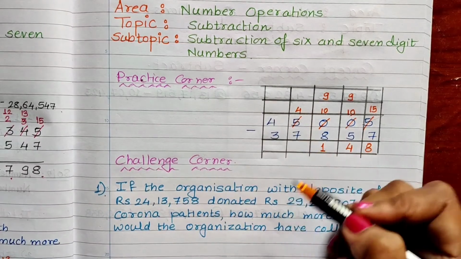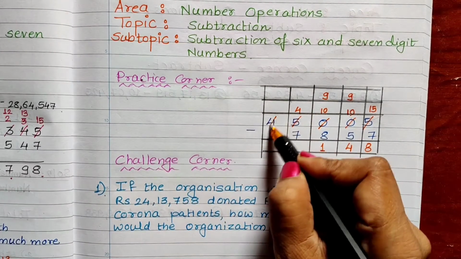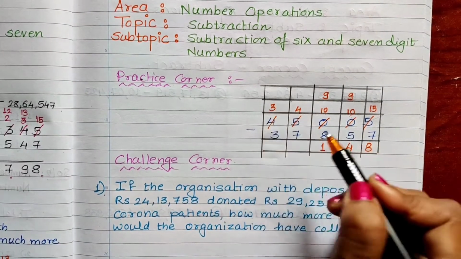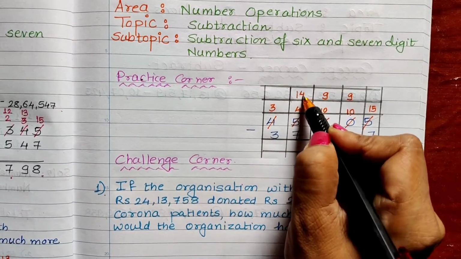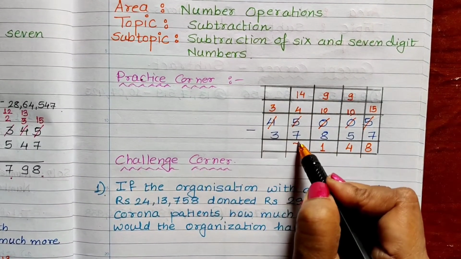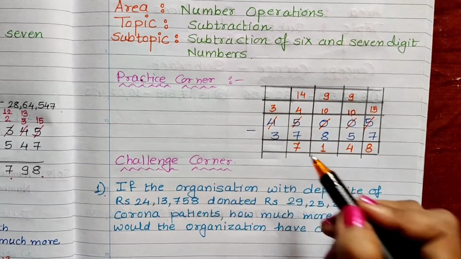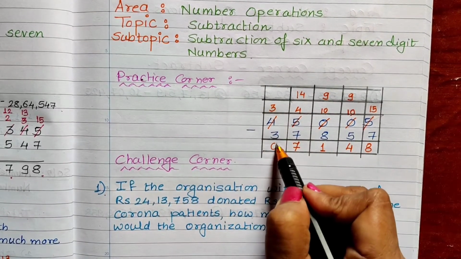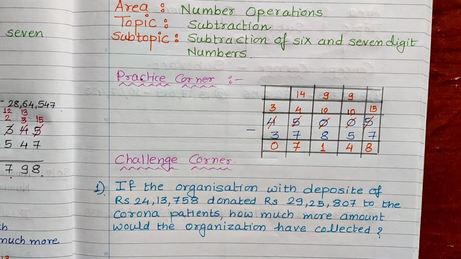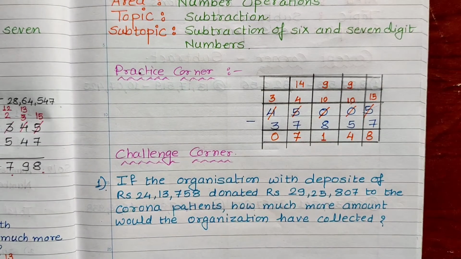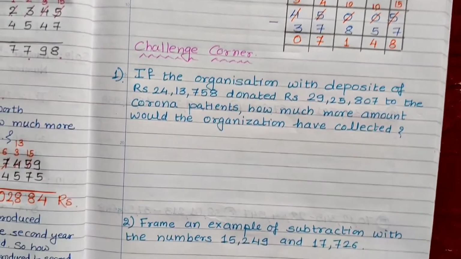4 minus 7 cannot be done, so we have to borrow 1 from this 4. 4 becomes 3. This 4 becomes 14. 14 minus 7 can be done. 14 minus 7 is 7. 3 minus 3 is 0. In this way you can subtract. Next question is a word problem from the challenge corner.